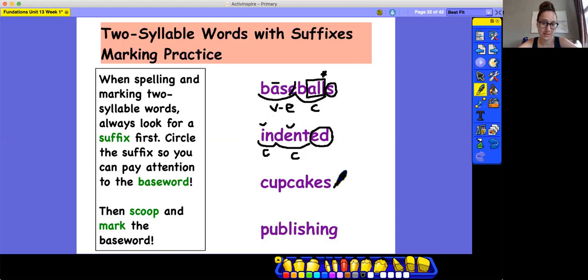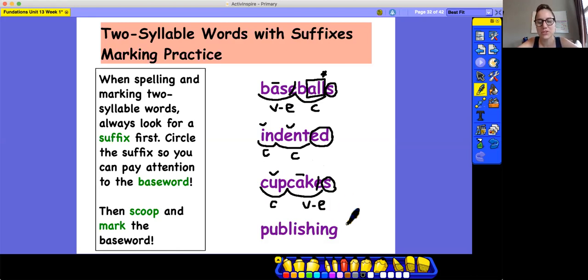Okay, next word. Suffix, S, good, I'll circle that. And then my base word, cupcake. Now, if I'm looking at my base word cupcake, my first syllable, cup, scoop it. U says uh, give it a breve. And the U's closed off by the P, I'll mark it C for closed. Second syllable is cake. A is making a long vowel sound, so I'll give it the macron. E is saying nothing. What syllable type is that? Vowel consonant E, so I'll mark it V-E.